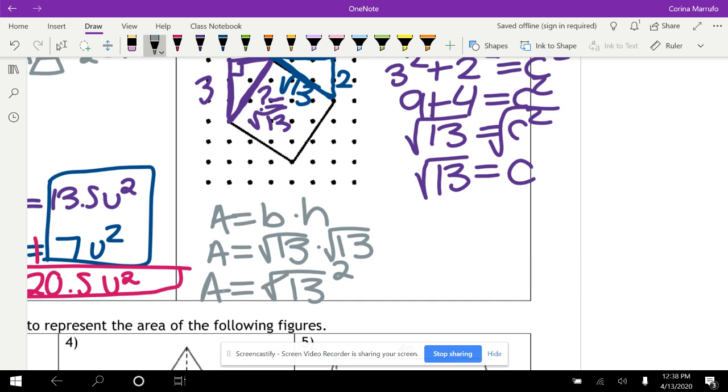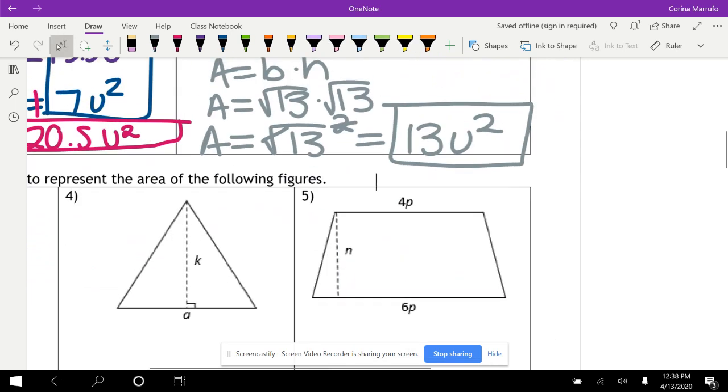Okay, and we know the square root and the squared are opposites of each other, right? So they cancel each other out, and that means that our area is going to be 13 units squared. Okay. All right, for the next one.